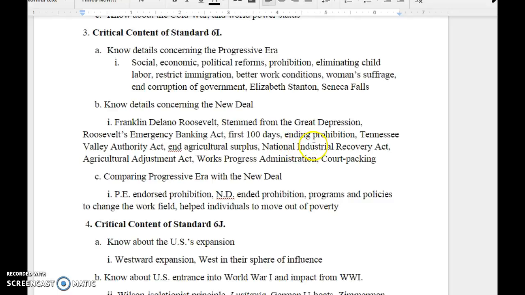You've got ending prohibition, so it's interesting to see that in the Progressive Era prohibition started, but in the New Deal era it ended. You've got the Tennessee Valley Authority Act, the end of agricultural surplus, National Industrial Recovery Act, Agricultural Adjustment Act, Progress Administration, and Court Packing Plan. And this is basically all the things that tried to help the U.S. get out of the Depression, out of the Great Depression.